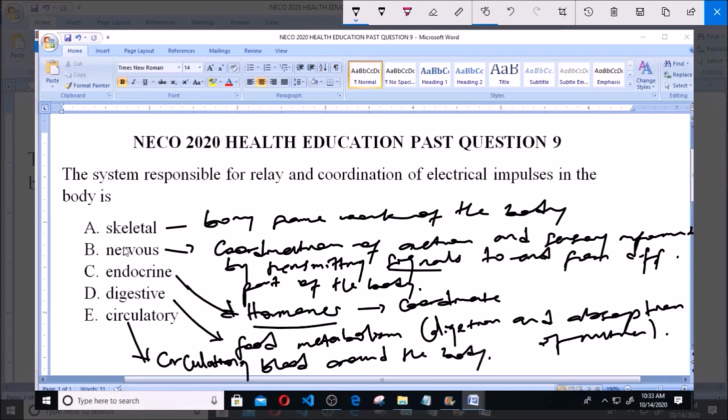Now the question asks us for the system responsible for relay and coordination of electrical impulses, and that is the nervous system, which controls all action and sensory information of the body by coordinating electrical impulses to and from the body. So the answer to this question is option B, nervous system.